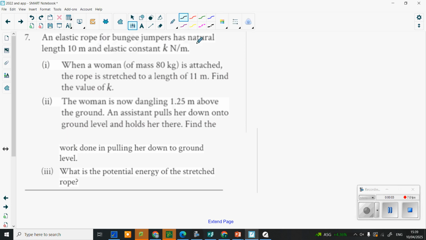An elastic rope for a bungee jumper has a natural length of 10 meters and elastic constant K. When a woman of mass 80 kilograms is attached, the rope is stretched to a length of 11 meters. Find the value of K.